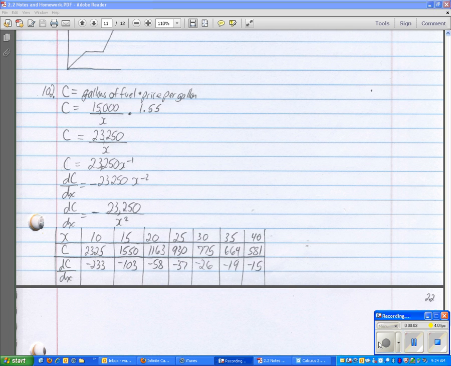All right, on number 102. It says a car is driven 15,000 miles a year and gets X miles per gallon. Assume that the average fuel cost is $1.55 per gallon.